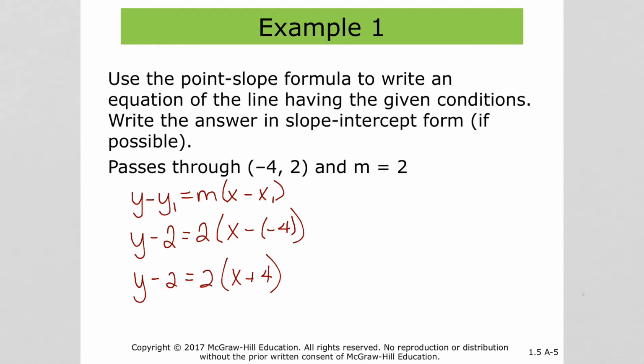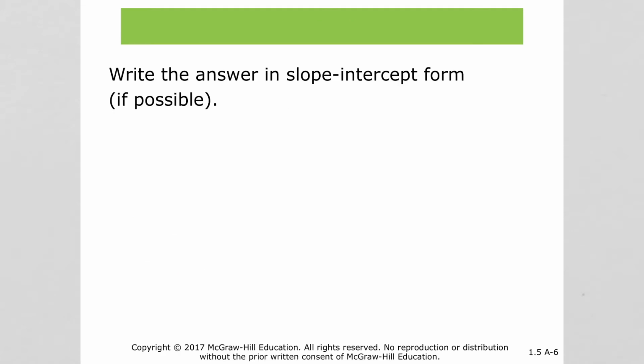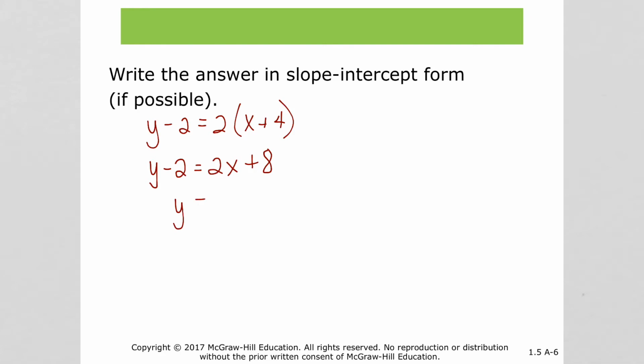It says also write it in slope-intercept form. So basically all we're going to do is take this equation that's in point slope form and solve it for y. So first distribute the 2 and then add the 2 that's on the side with the y there, and we got y equals 2x plus 10.